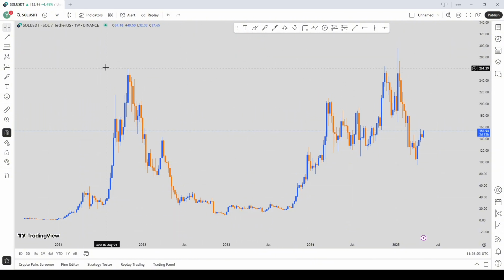All right, let's jump into Solana and see why I'm going short. To start the price analysis of Solana, we first look at the major movements in the higher time frames.